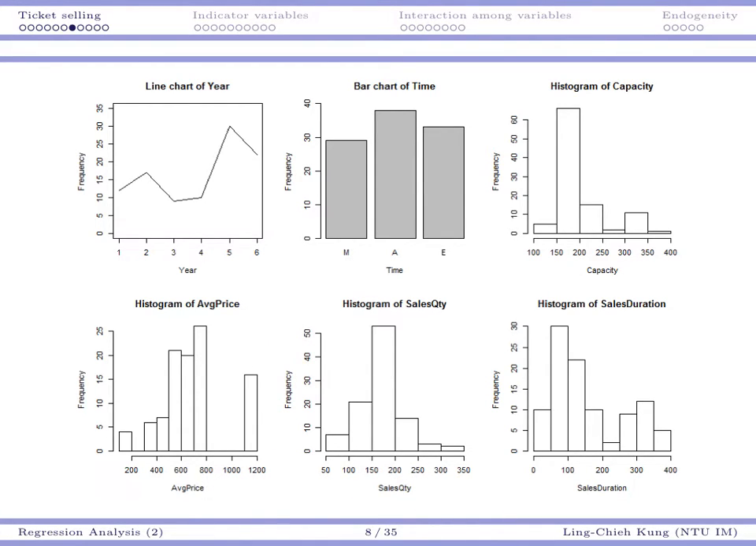For sales quantity, it's some kind of normal curve. Most of the shows were getting sales quantity around 150 to 200. For sales duration, we can see two peaks. Some shows were planned much more in advance and have a long selling season. Some are not.